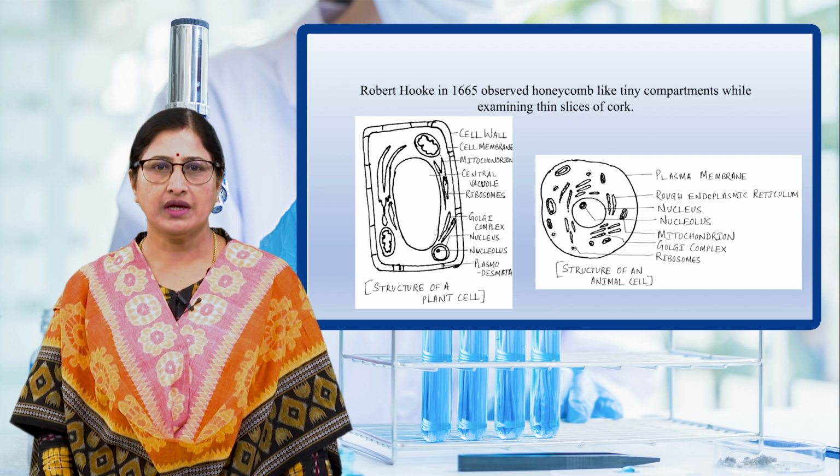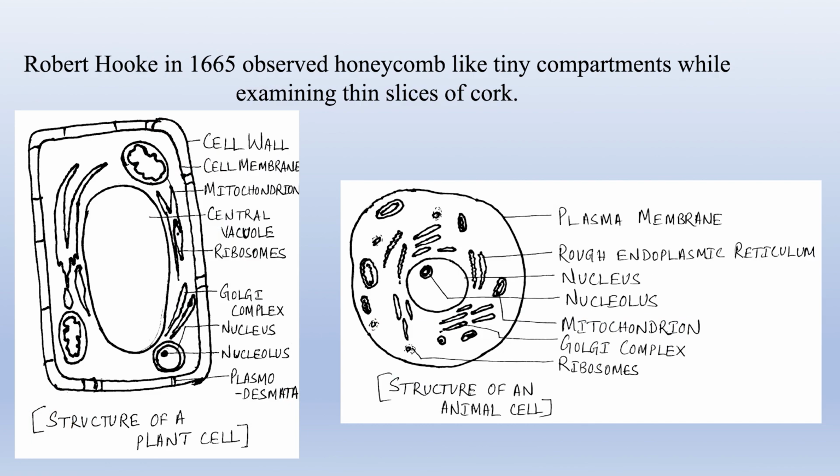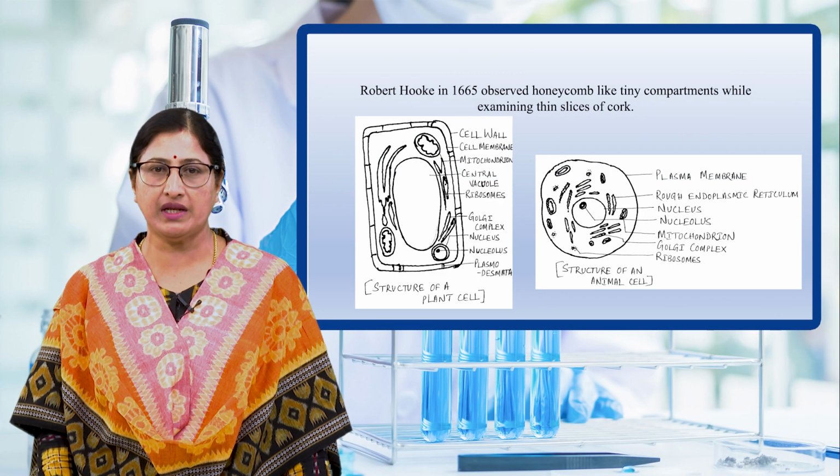Robert Hooke, in the year 1665, observed honeycomb like tiny compartments while examining thin slices of cork. You can see the two pictures given here. The first one is the structure of a plant cell and the second one is the structure of an animal cell. The details about their structures we will be reading in due course of time.